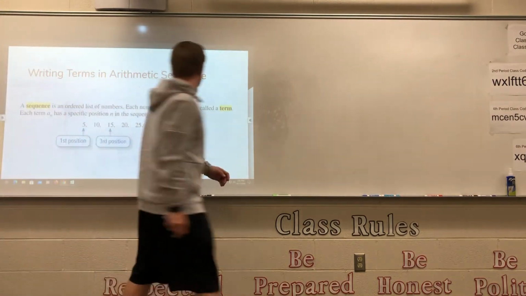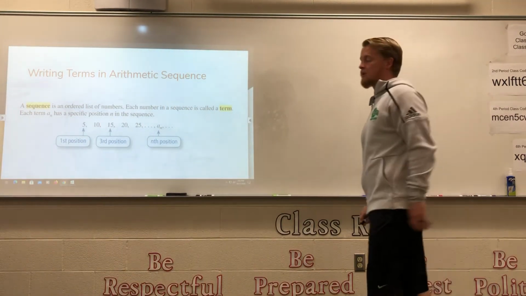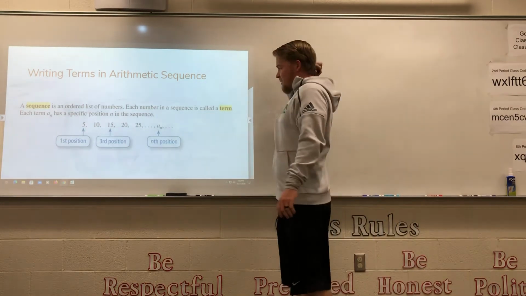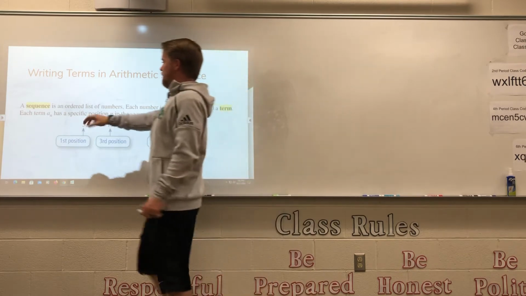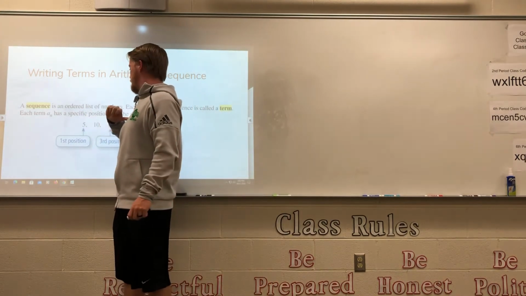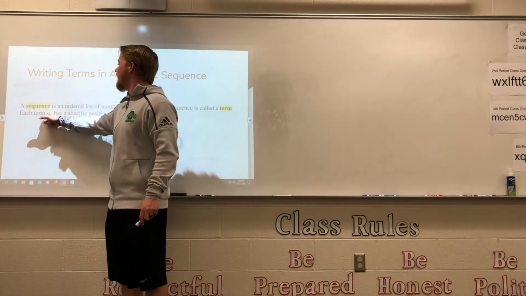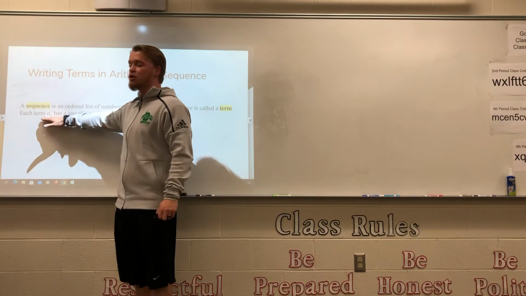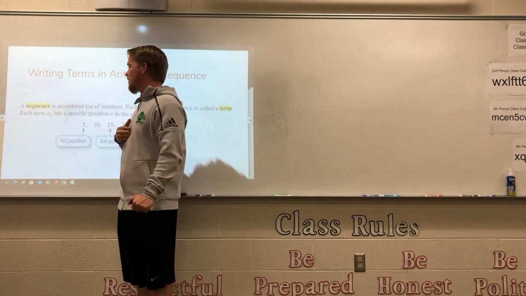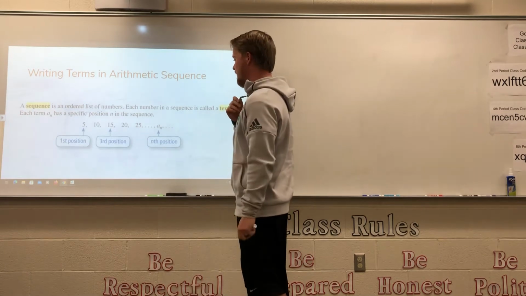So this says a sequence is an ordered list of numbers. This is just touching on what we just said. Each number in the sequence is called a term. Each term, A subscript N, AN, make sure you know that symbol because you'll see it often, has a specific position in the sequence.